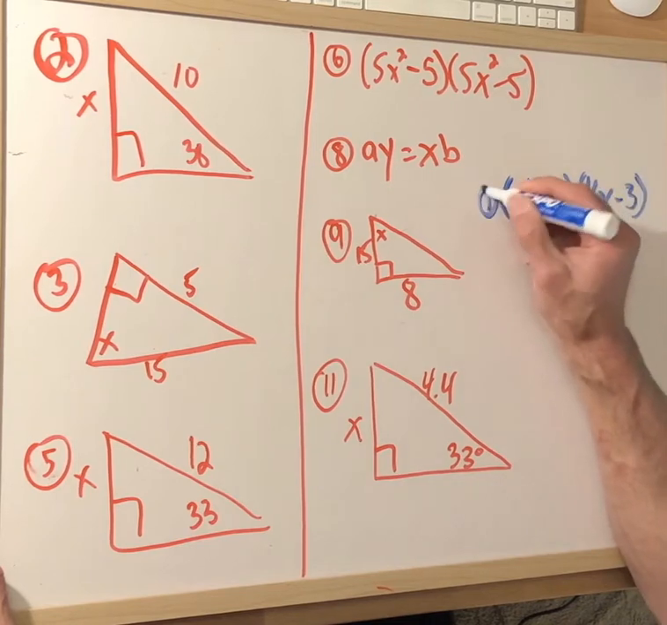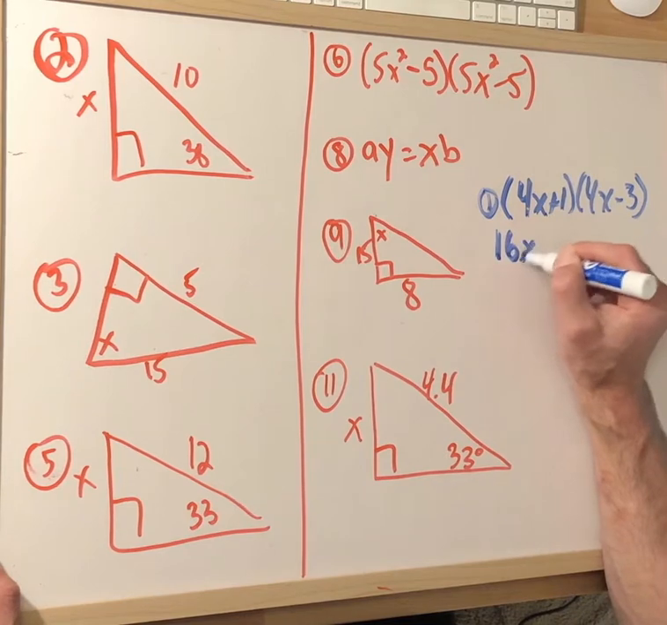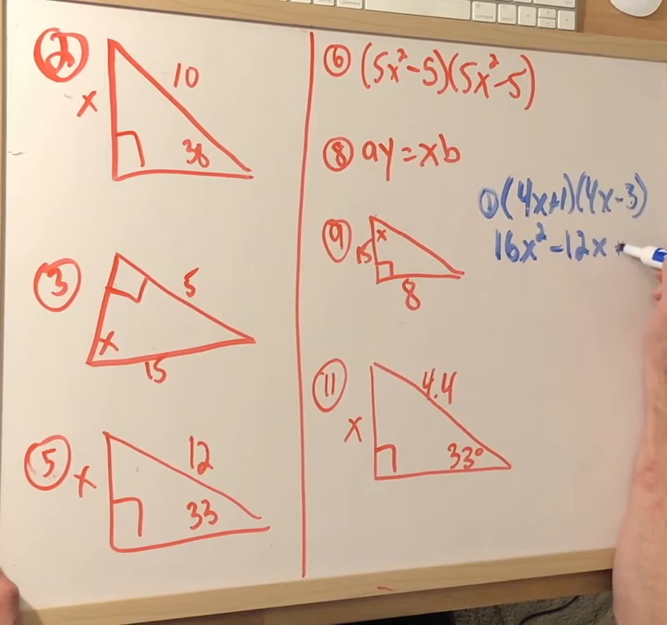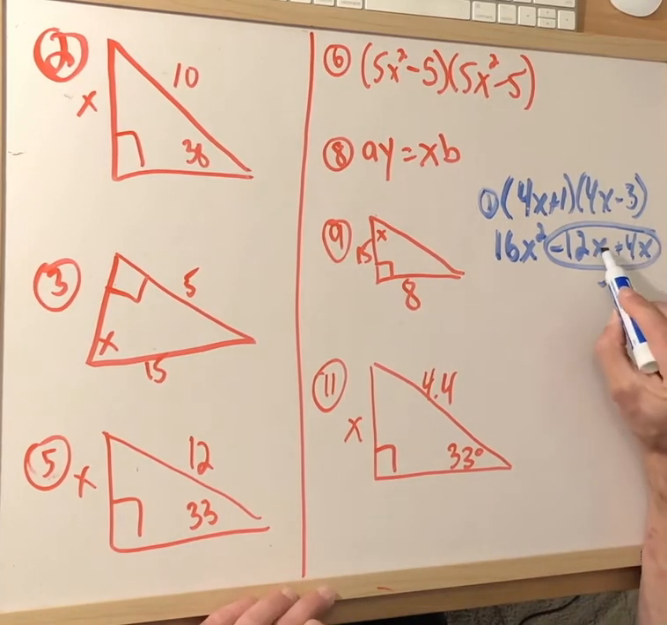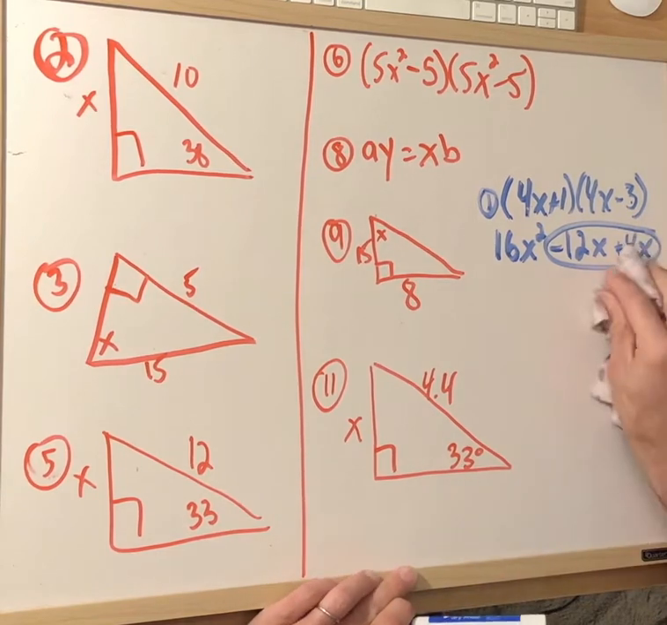This is number 1. So if you multiply 4x times 4x, you get 16x squared. 4x times negative 3 is negative 12x. 1 times 4x is a positive 4x. 1 times negative 3 is a negative 3. These two middle terms combine, negative 12x plus 4x, to give you letter choice C, which is 16x squared minus 8x minus 3. So you needed to show work for that.